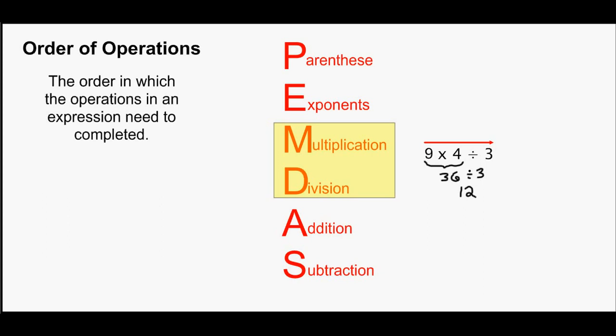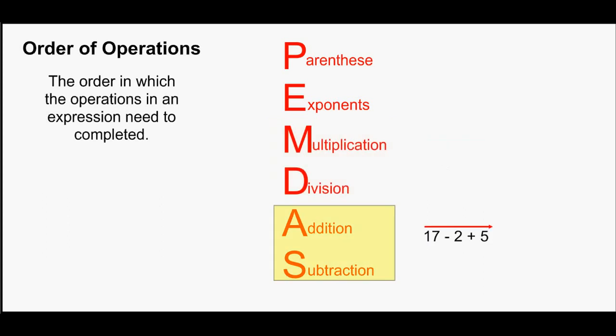Like the multiplication and division step, addition and subtraction are the operations that go together and need to be evaluated in the order that you read them from left to right. In this expression, 17 minus 2, I have 15. 15 plus 5 is 20. Likewise, for the expression 8 plus 3 minus 6, I would begin with 8 plus 3, which is 11, and then minus 6 for an answer of 5.